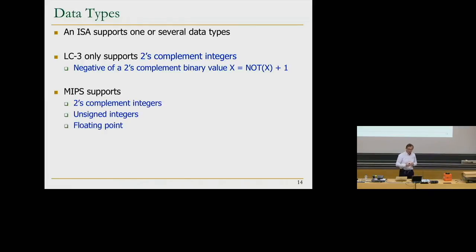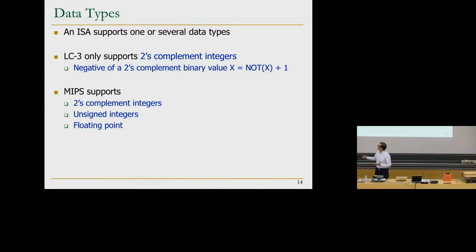MIPS supports even more data types, and this is a data type. And this data type is supported in LC-3. And that's the only data type support aside from byte, word. So MIPS supports 2's complement integers to do arithmetic. It also supports unsigned integers. Basically, you can interpret a 32-bit value as an unsigned integer. There's no sign, everything is positive or 0. So if you have all ones for a 32-bit value, that's basically 2 to the 32 minus 1, right?